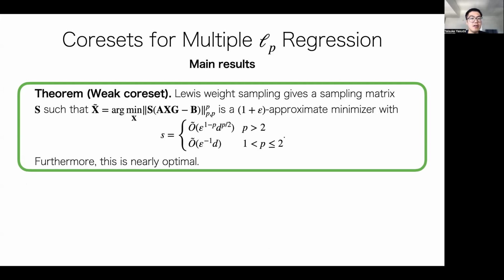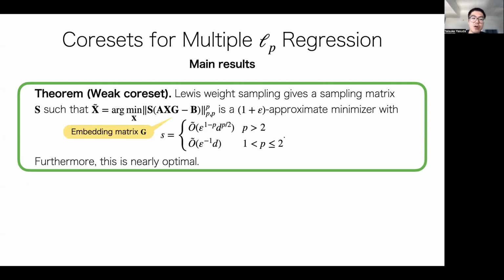So we also prove a result in this setting, which is called a weak coreset. And we show that if you only care about having this 1 plus epsilon approximate minimizer, then we can improve these previous bounds by a factor of epsilon. And these bounds, again, are nearly optimal.